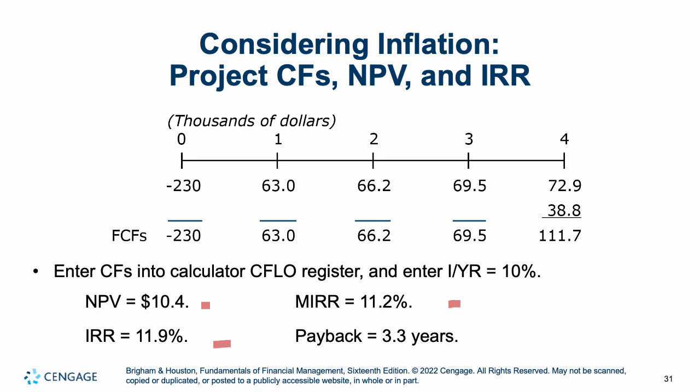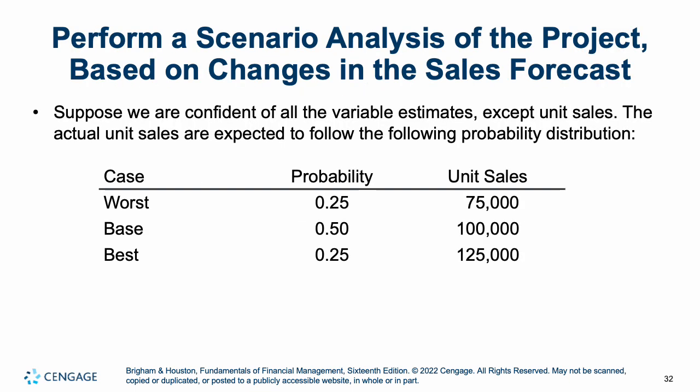And MIRR and IRR are higher than your cost of capital. So if we wanted to do a scenario analysis, that's where we chart out what are probabilities of certain things. So worst case, we can sell 75 per year, base case, or what we expect, 100, best 125, and here are the probabilities of all three. So we're confident of all of our estimates, but maybe sales we think are going to be variable.